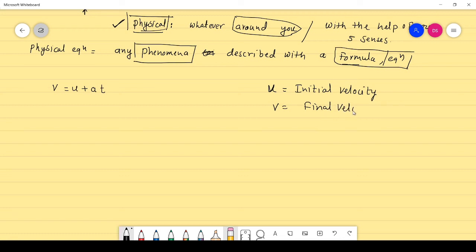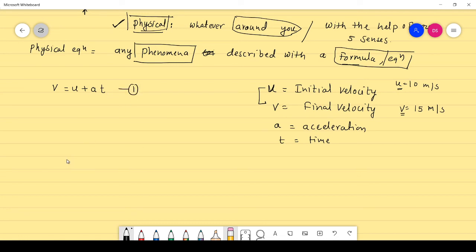Final means after a particular time interval your speed may increase, or you may get a decrease. That means if you are moving with a 10 meter per second velocity, and you suddenly increase your speed or your velocity, then this is your initial and this is your final. Initial is denoted by letter u and final is denoted by letter v. Now a is acceleration. And t is the time taken by that particular object to change its velocity from u to v. Now this is the first kinematic equation.